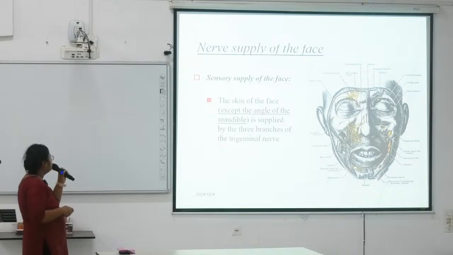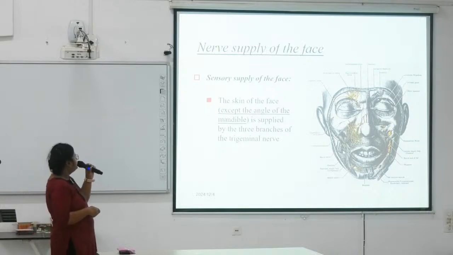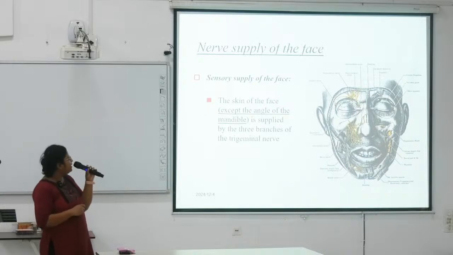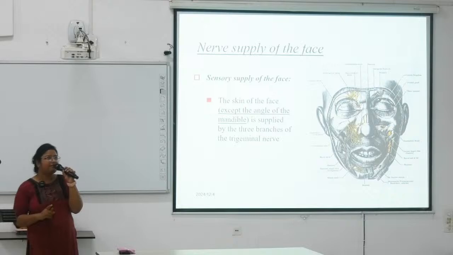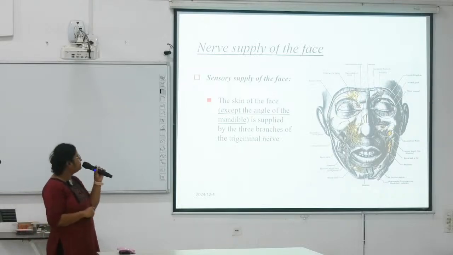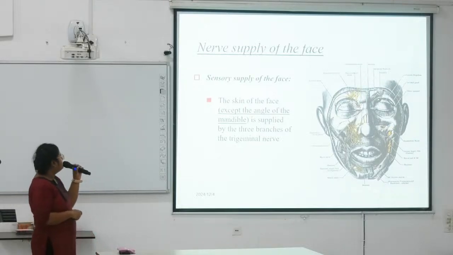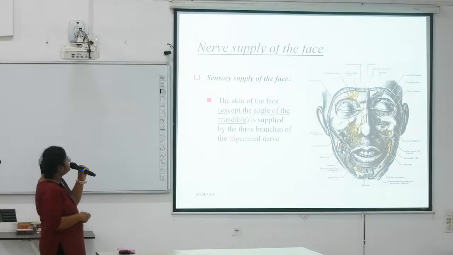Next is the skin of the face, except the angle of the mandible, which is supplied by 3 branches of the trigeminal nerve. Next we are going to the sensory supply of the face. Up till this we were discussing the motor supply. Okay, the facial nerve is the motor supply of the face. Next we are going to the sensory supply. The skin of the face except the angle of the mandible is supplied by 3 branches of the trigeminal nerve.